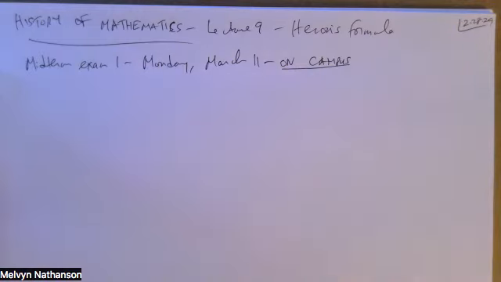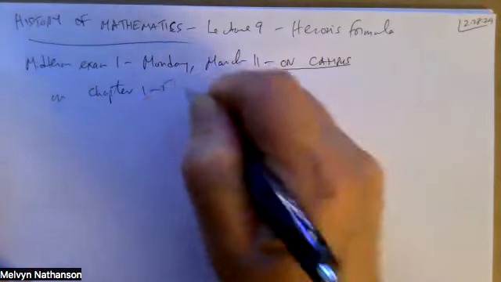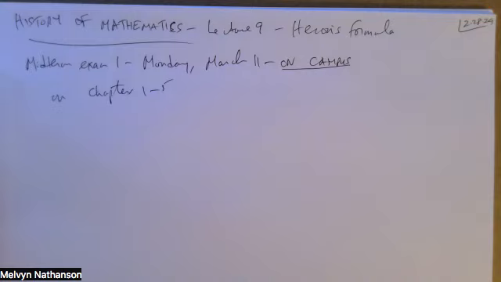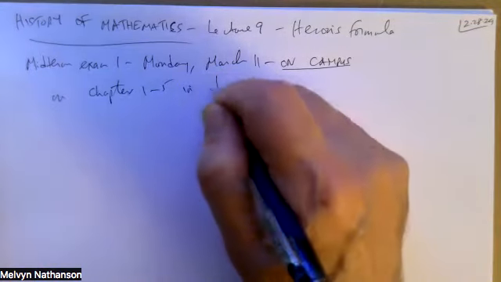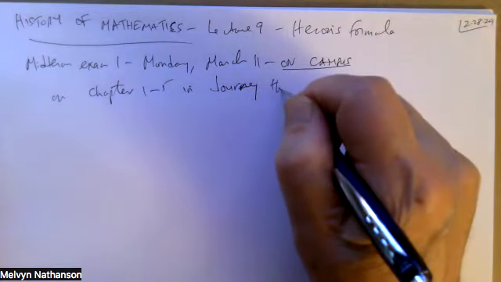And I think that the first exam, which is on campus, live in person, Gillette Hall, will be on Monday, March 11. And it will cover these first 5 chapters in the text. So the exam covers chapters 1 to 5 in our book, Journey Through Genius.